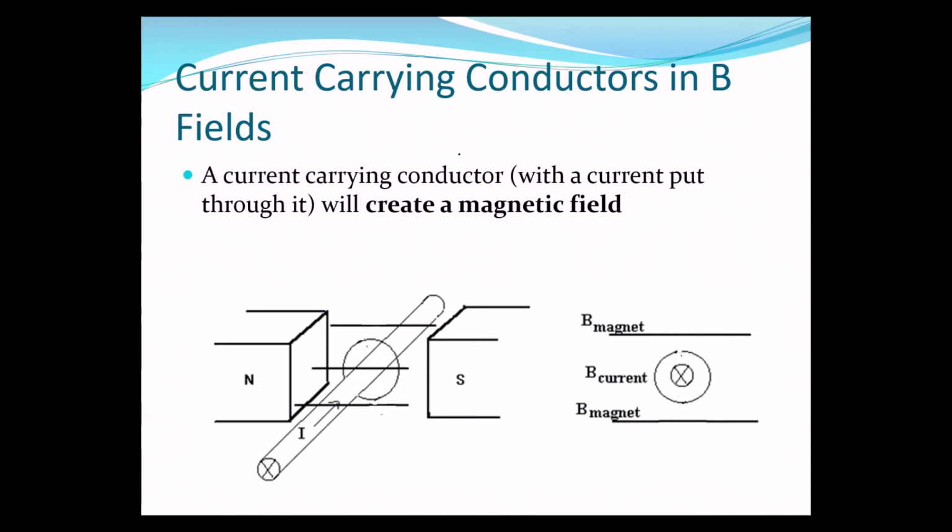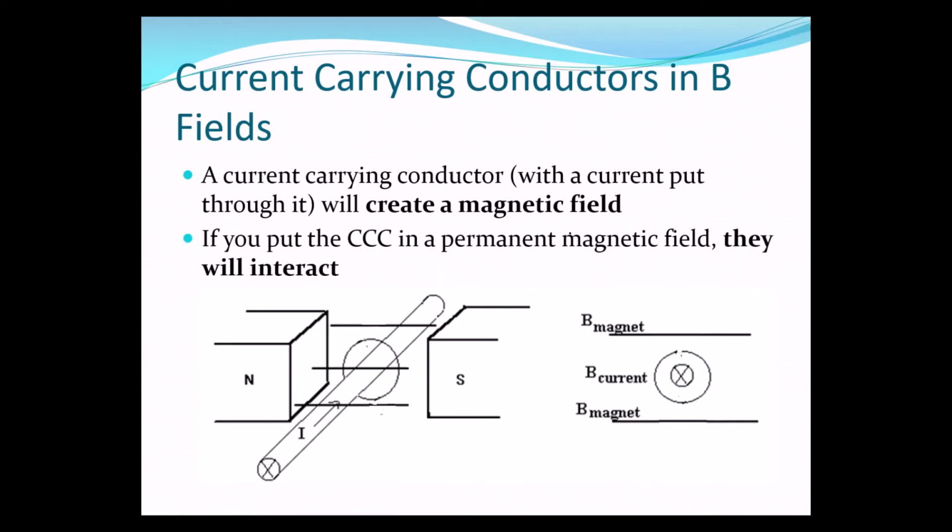So if we run a current through this wire, there's going to be a magnetic field that circles around it. And if you put a current carrying conductor, CCC, in a permanent magnetic field, the magnetic field from the permanent magnet and the magnetic field from the current carrying conductor are going to interact. Okay, so you can see that our current is going into the page here, like that. So I'm going to draw that on.